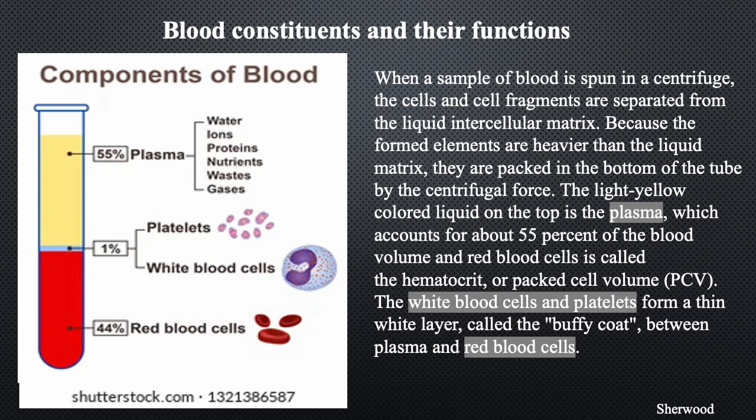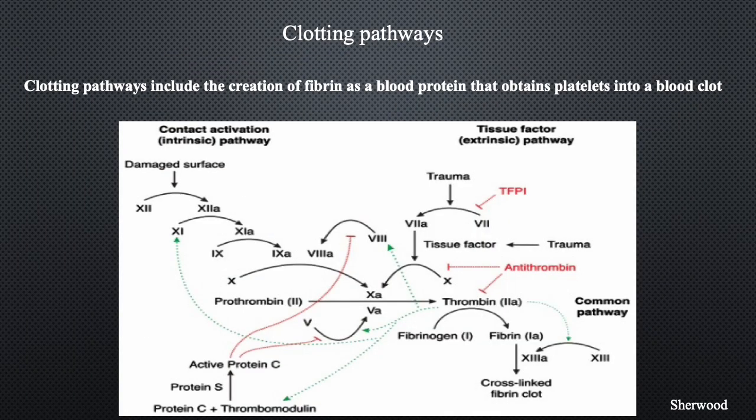We also have B lymphocytes, which produce antibodies, and T lymphocytes, which produce cell-mediated immune responses, while the platelets contribute to hemostasis. The clotting pathway includes the creation of fibrin, a blood protein that entraps platelets into a blood clot. Fibrin is produced through two distinctive pathways that converge near the end into a common pathway for fibrin formation. Coagulation consists of three pathways: the extrinsic, intrinsic, and common pathway, which work together to form a stable blood clot.